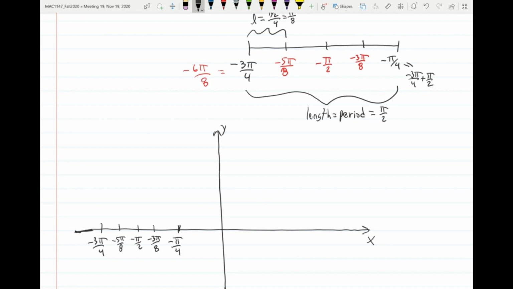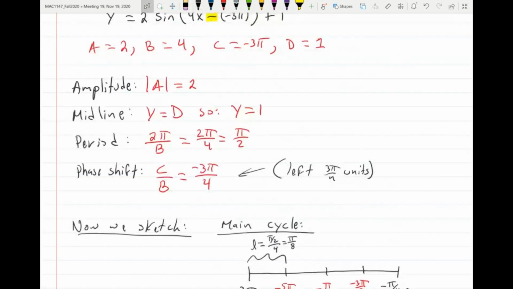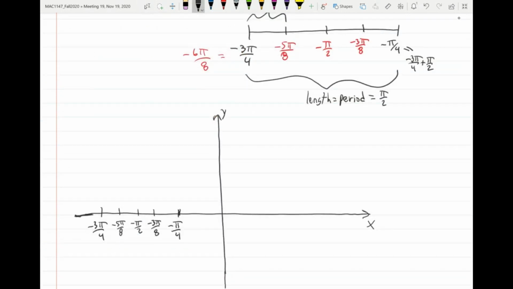Once we have this, the next thing we're going to do is locate the midline, because after the midline, we will know using the amplitude what the highest and lowest points are. So what was the midline for us? It was the line y equals 1, right? So let's say that this would be 1. I'm going to put 1 here and draw it like this. And remember, this stands for the midline.